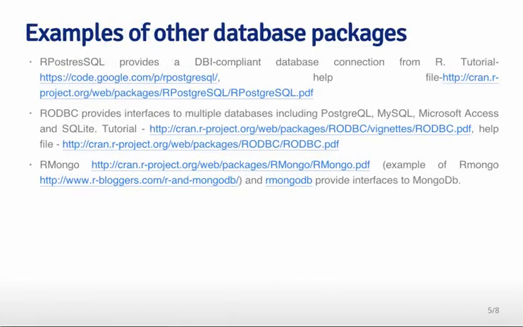There's also a large number of other database packages. For example, RPostgreSQL provides a DBI-compliant database connection from R. Here's a tutorial at this first link, and the second link is the help file. There's also RODBC, which provides interfaces to multiple databases, including PostgreSQL, MySQL, Microsoft Access, and SQLite. There's a tutorial here that's very nice as well, and then a help file that will walk you through most of the functions.